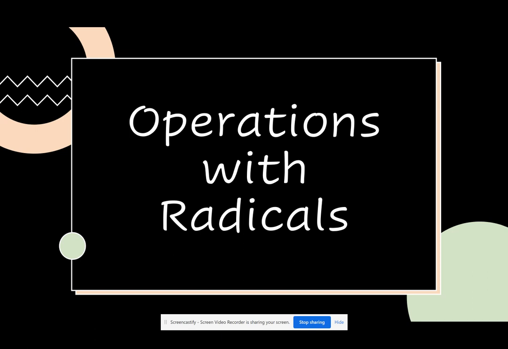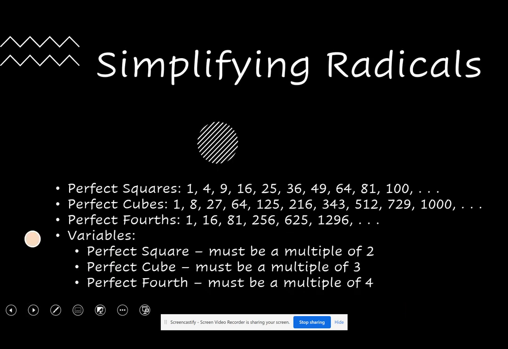Okay, so this first topic we're going to look at in our radicals unit is simplifying radicals of different roots or different indexes, like 2, 3, 4, not just square roots, and doing operations with them. First, to simplify them, the important thing to know is your perfect squares like 1, 4, 9, 16, 25, 36, 49, 64, 81, 100. Most of you already know those, but the cubes and fourths are harder to remember.